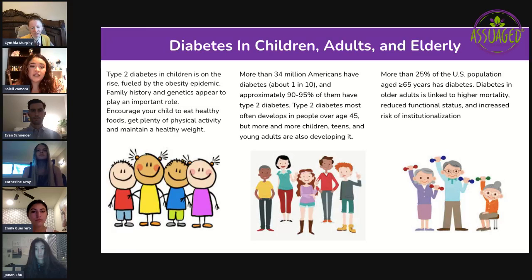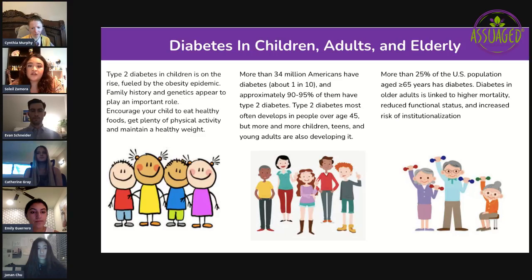Encouraging your child to eat healthy foods, get plenty of physical activity, and maintain a healthy weight is very beneficial. If diet and exercise are not enough to control type 2 diabetes in children, oral medication or insulin treatment may be needed. For adults, more than 34 million Americans have diabetes, about 1 in 10, and approximately 90 to 95% of them have type 2 diabetes.